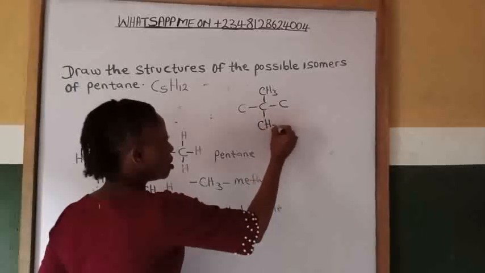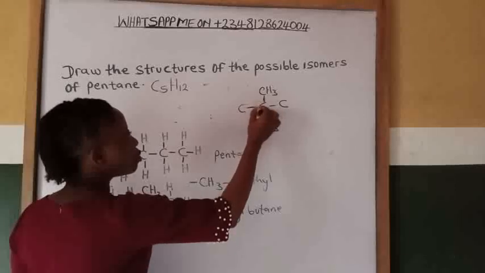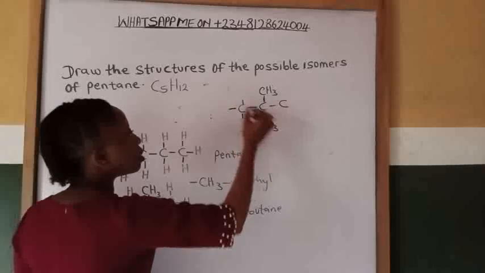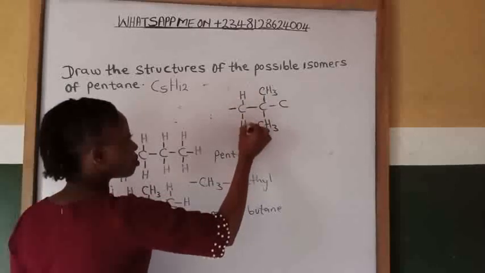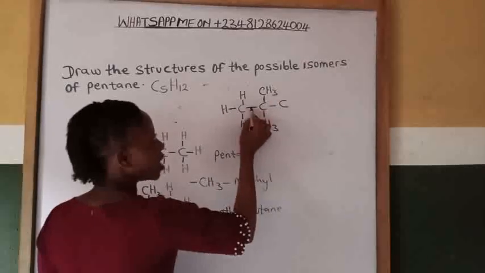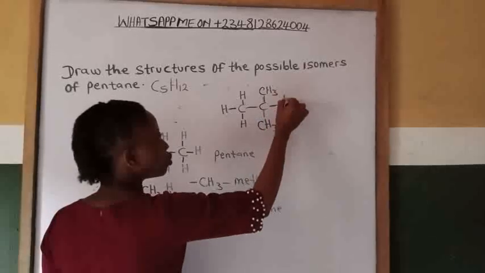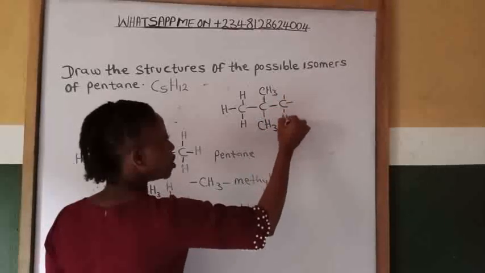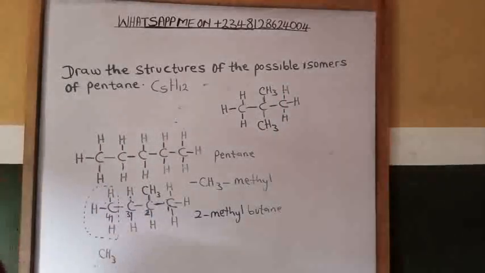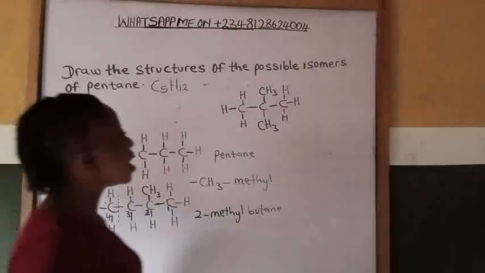So you are going to place it on this carbon atom at the middle. That's CH3. Then you fill your carbon atom with covalent bonds. 1, 2, 3, 4. So fill with hydrogen atoms. Then let's look at this one. 1, 2, 3, 4. Balanced. So fill with hydrogen atoms. So this is another isomer of pentane.